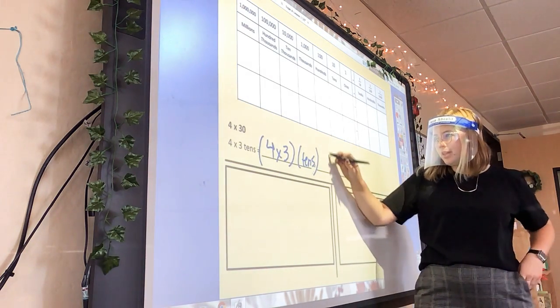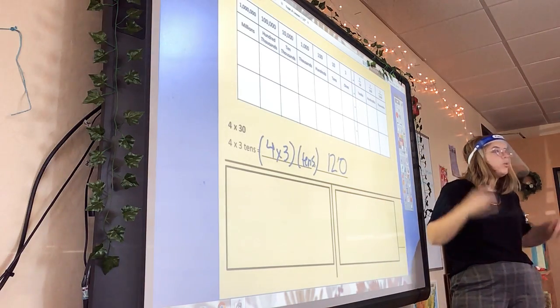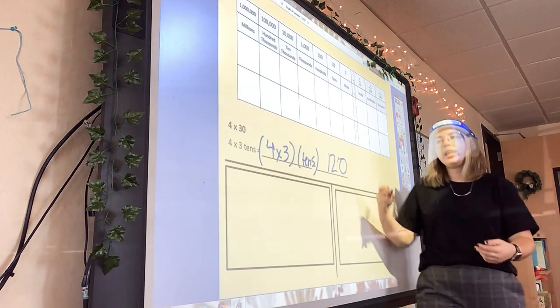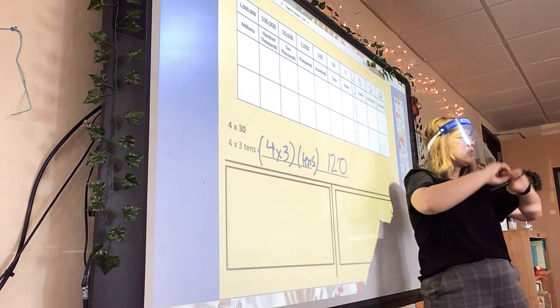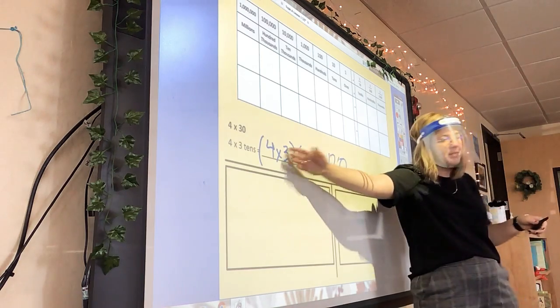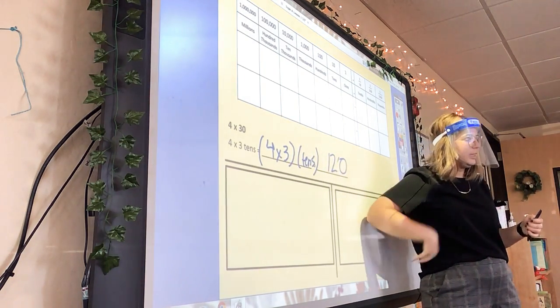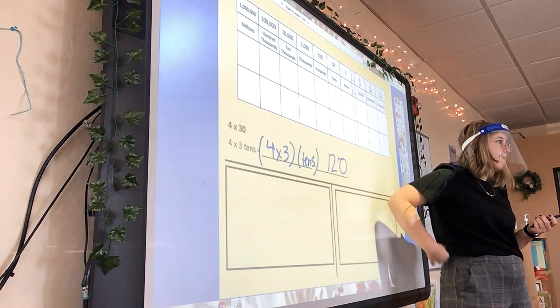Go. 12, and then our tens gets thrown in. So that's the why, right? That's the why that quick trick works, right? It's because we're using the distributive and associative properties to multiply 4 times 3 and then throw tens back in there. Okay?